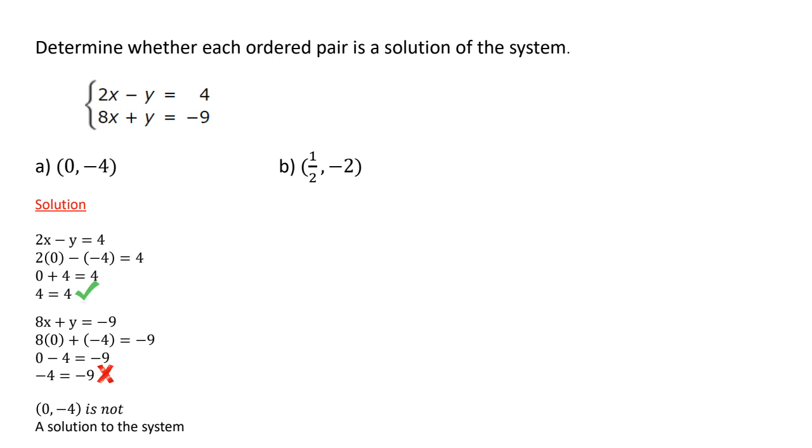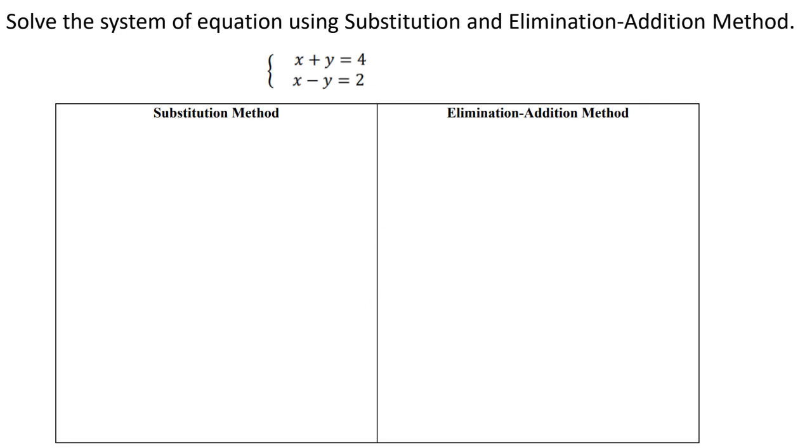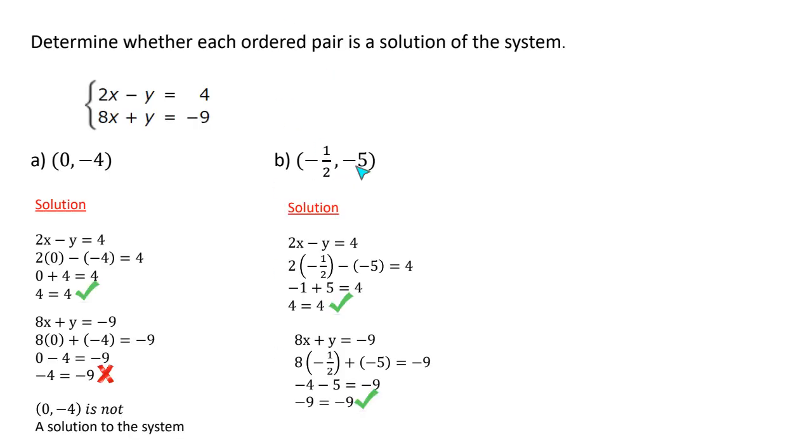If we look at letter B, if I plug in -1/2 for x and -5 for y, and I simplify, I get 4 is equal to 4, which is a true statement. If I plug it into the second equation, 8 times -1/2 plus -5 is equal to -9, that also gives me a true statement. Therefore that point, (-1/2, -5), is a solution to that system because it satisfies both equations.